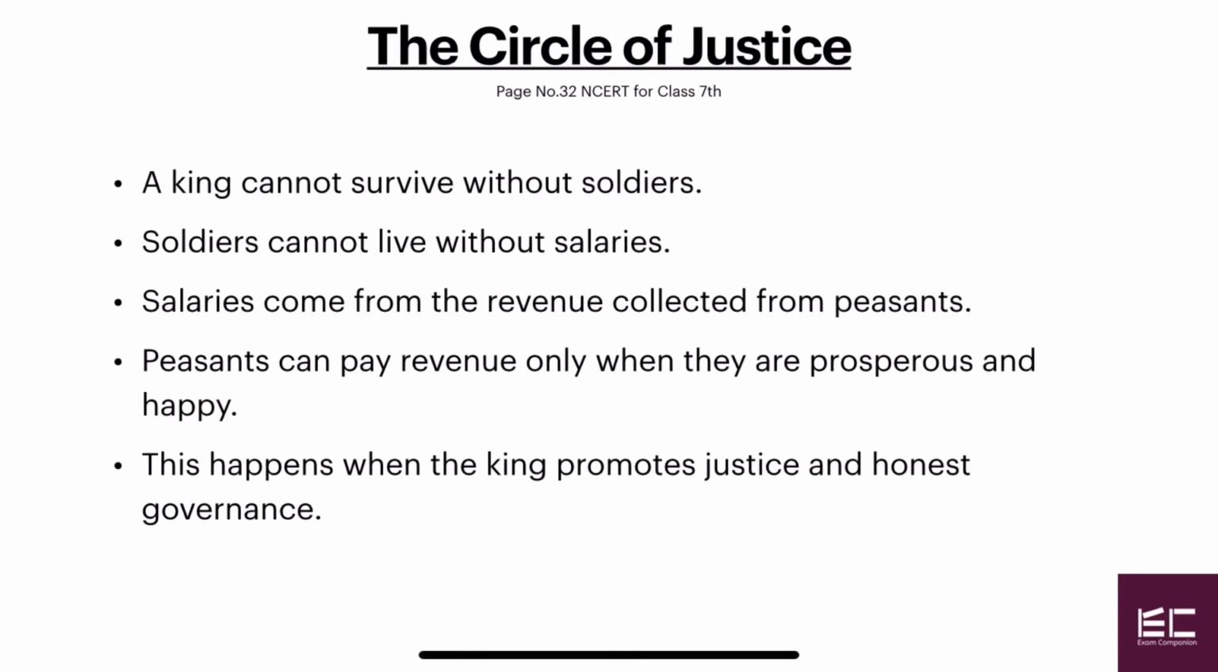So once again, just to revise, a king cannot survive without soldiers. Soldiers cannot live without salaries. Salaries come from the revenue collected from the peasants. Peasants can only pay revenue when they are prosperous and happy. And peasants are prosperous and happy when the king promotes justice and honest governance. So with this, we have completed the topic.